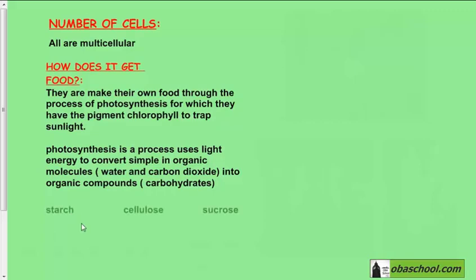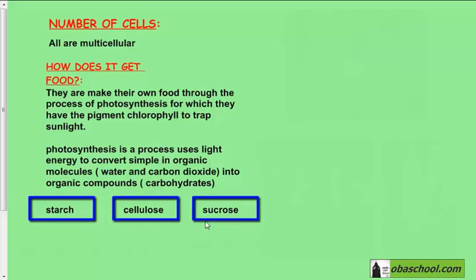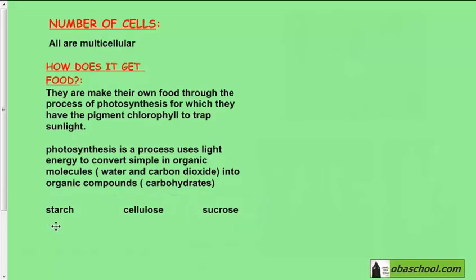This inorganic matter that gets converted to organic matter by plants gets stored as starch, cellulose, or sucrose, which are different carbohydrates. Starch is stored inside the plant cell as nutrients. The cell wall of plants is actually made up of cellulose, so the cellulose goes to the cell wall to make more cells.